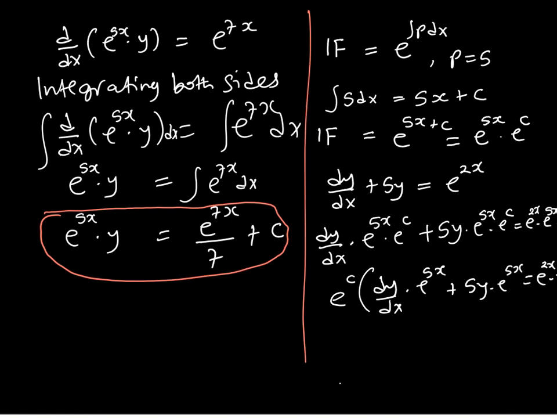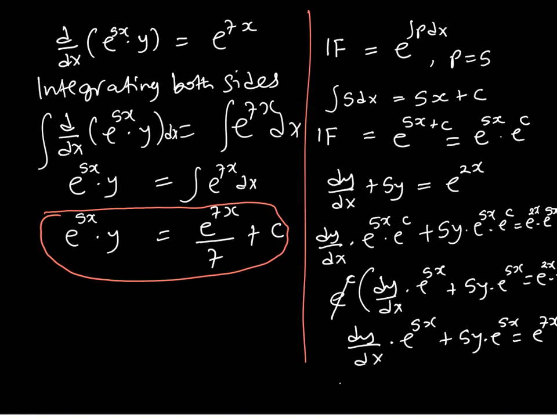Now this e to the constant is common on both sides and it cancels out. In the end you have dy by dx times e to the 5x plus 5y times e to the 5x will be equal to e to, let me write this as 7x. So when you add a constant of integration after integrating the p, that constant disappears, it cancels out on both sides because it factors out.